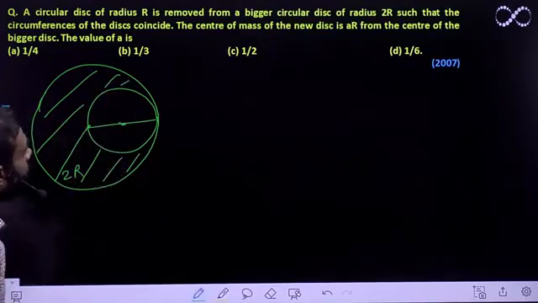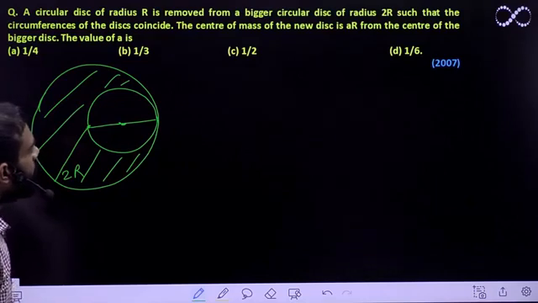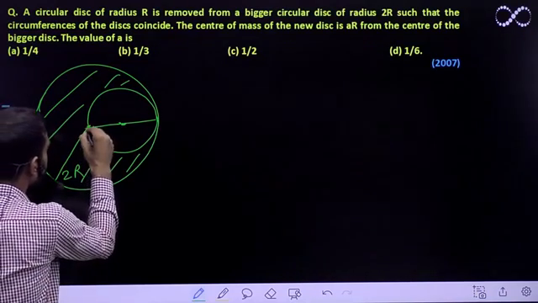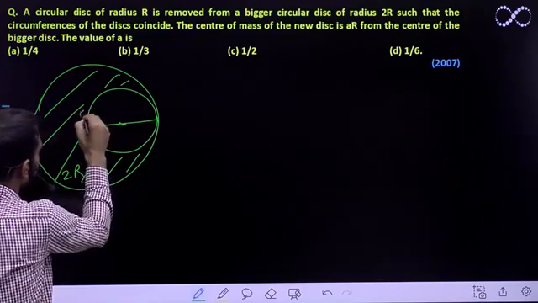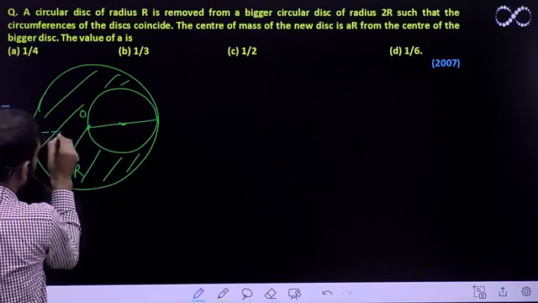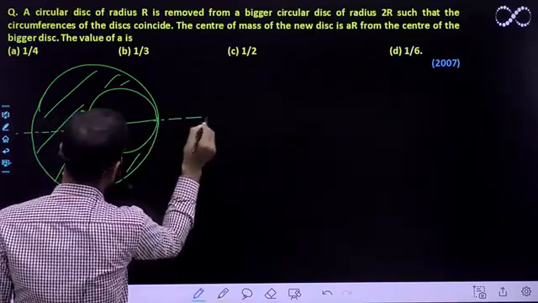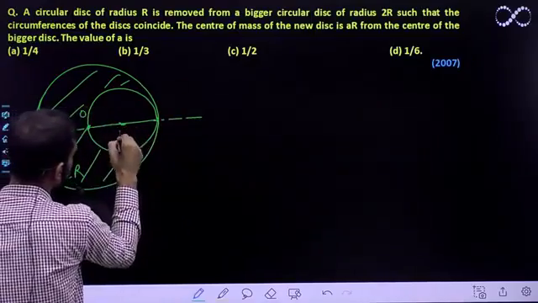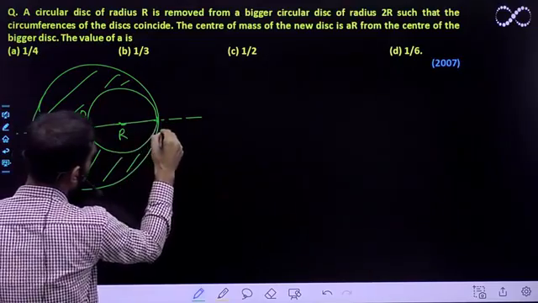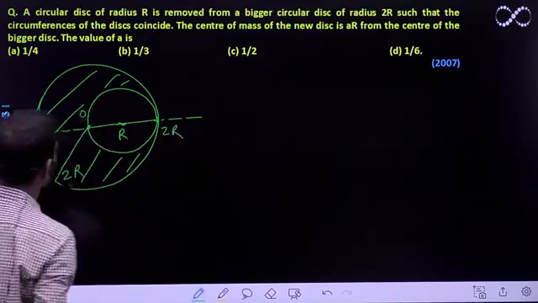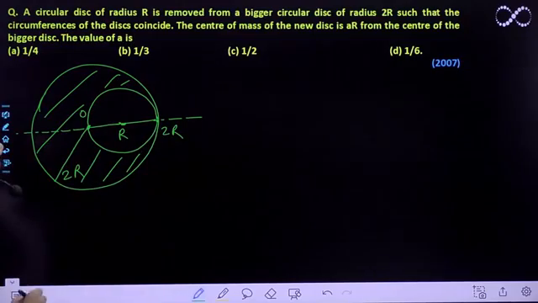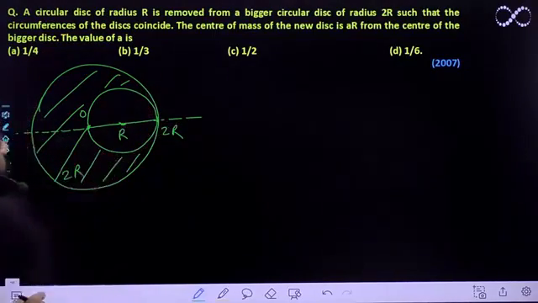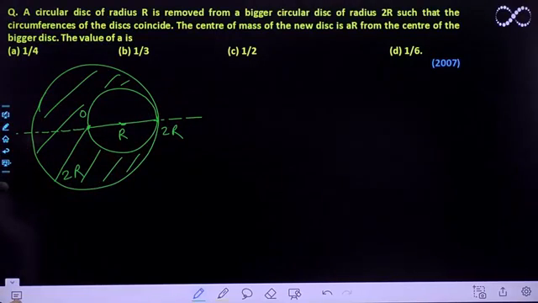Now it is saying the center of mass of the new disc is aR from the center of the bigger disc. So let us call this the center of the bigger disc, point O, and I am taking this as the x axis. So this is 0, the position of this point will be R, and the position of this point will be 2R. So what is the value of a?